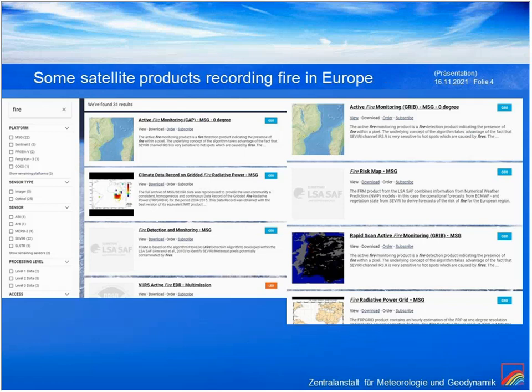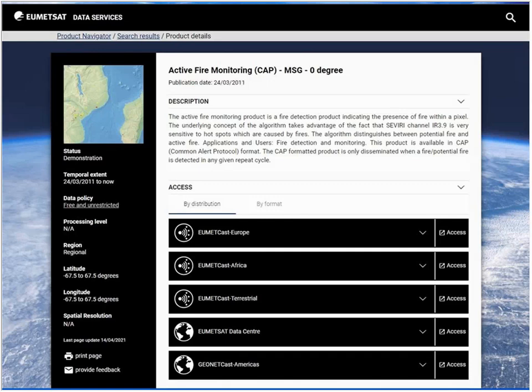In the past, I was experimenting with one product from the geostationary MSG satellite, the active fire monitoring, and this product is well suited for fires in the Mediterranean and also over Africa, but in the past it was never suited for fires that were happening in Austria. I looked at some cases, and also this case here was not detected by this product. Nevertheless, I think it's a good product.